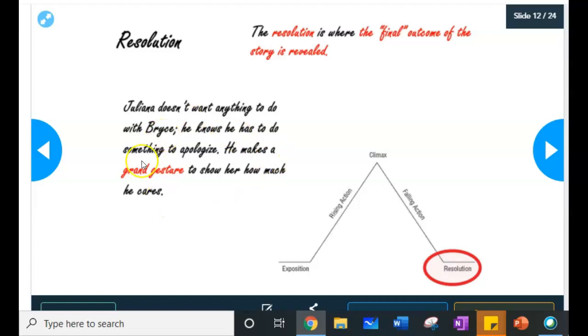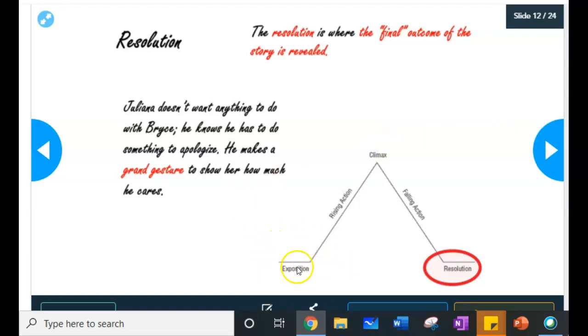And we know, what is that grand gesture? Everybody say it with me together. He plants her a tree, okay? He plants a tree for her. That's his grand gesture to show her that he's serious. He means business, okay?